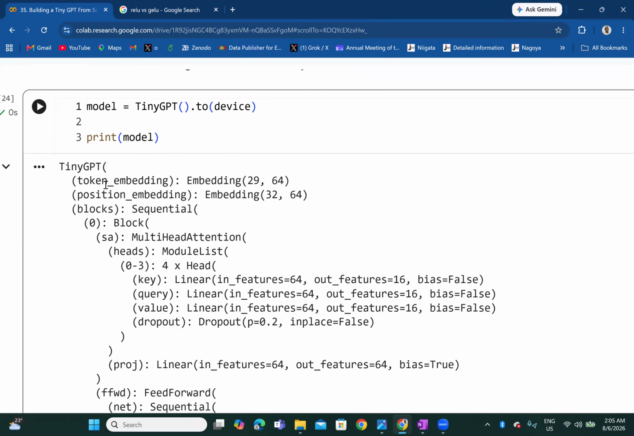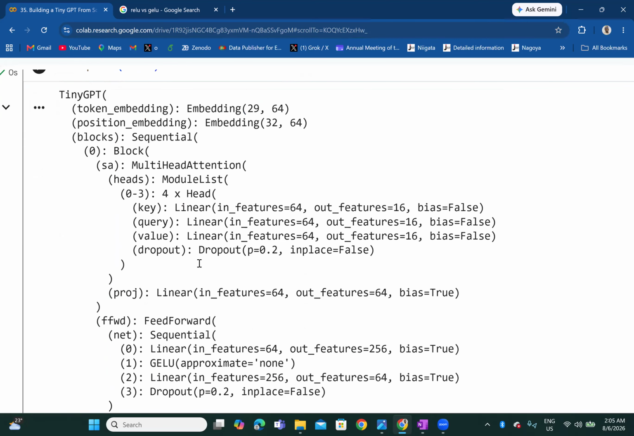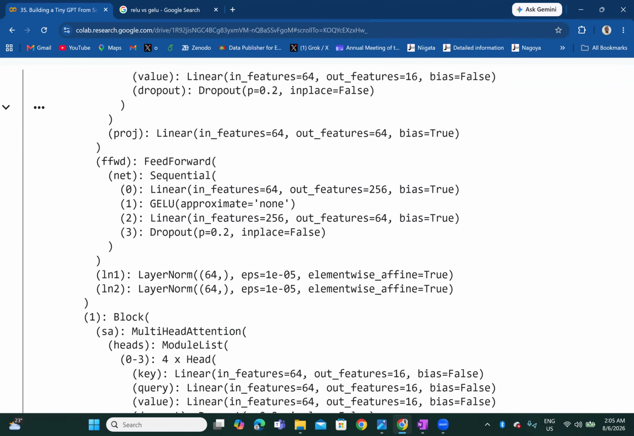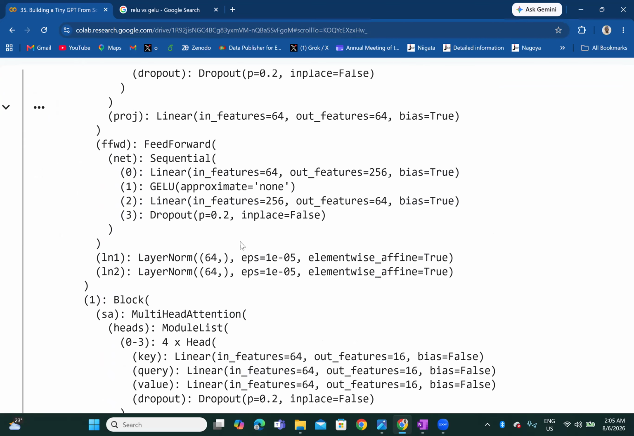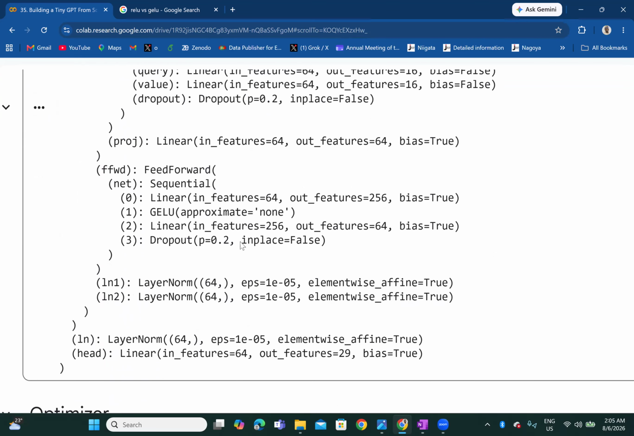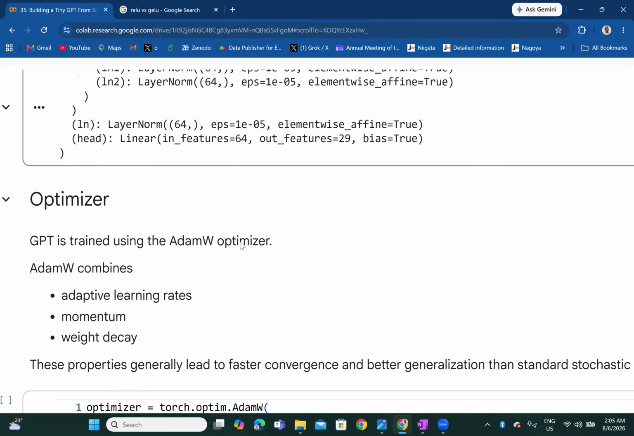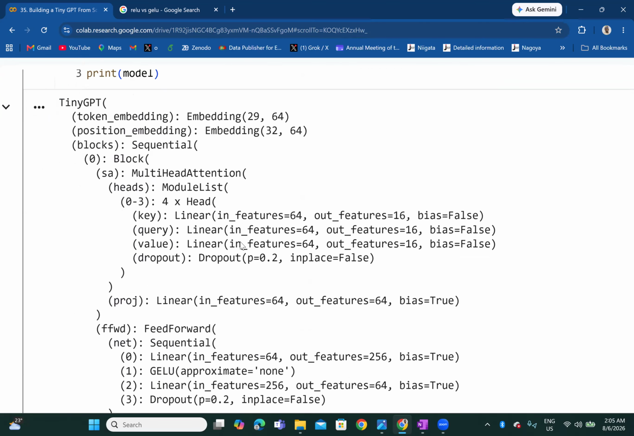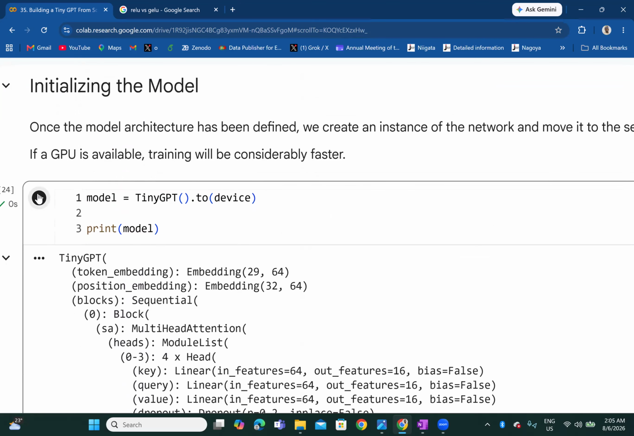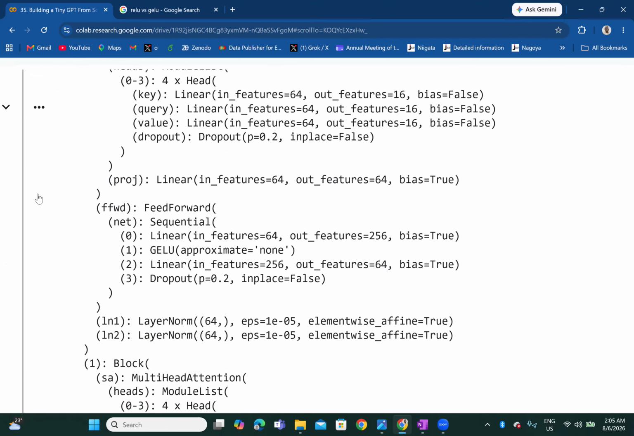So you have tiny GPT, token embedding 29 by 64, position embedding 32 by 64, block sequential, zero block, multi-head attention, module list, all those things we've been doing now. The whole linear GLU, linear dropout, and so on. Everything has now been stacked together here like this. And then we can talk about the optimizer. So this is initializing the whole GPT model.